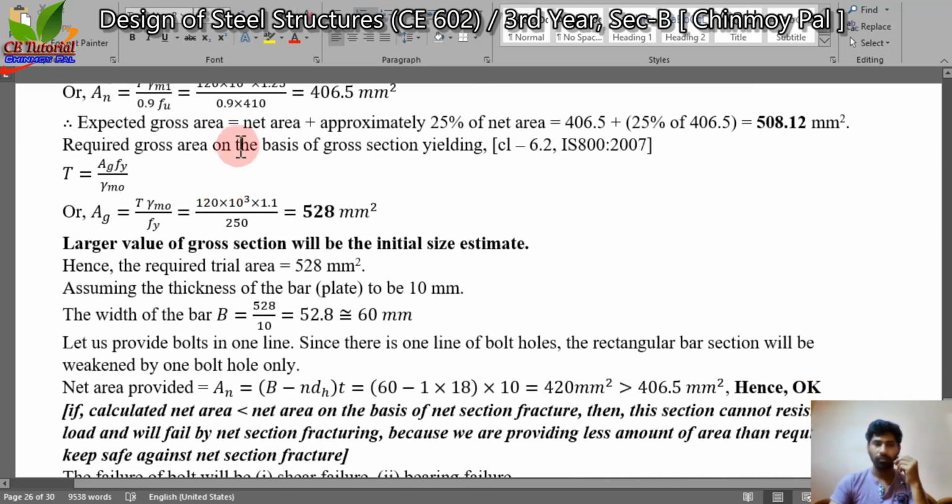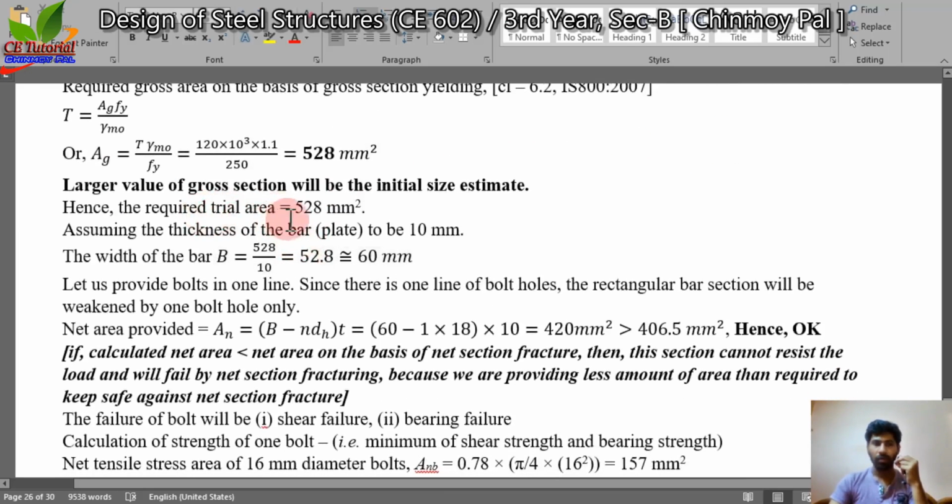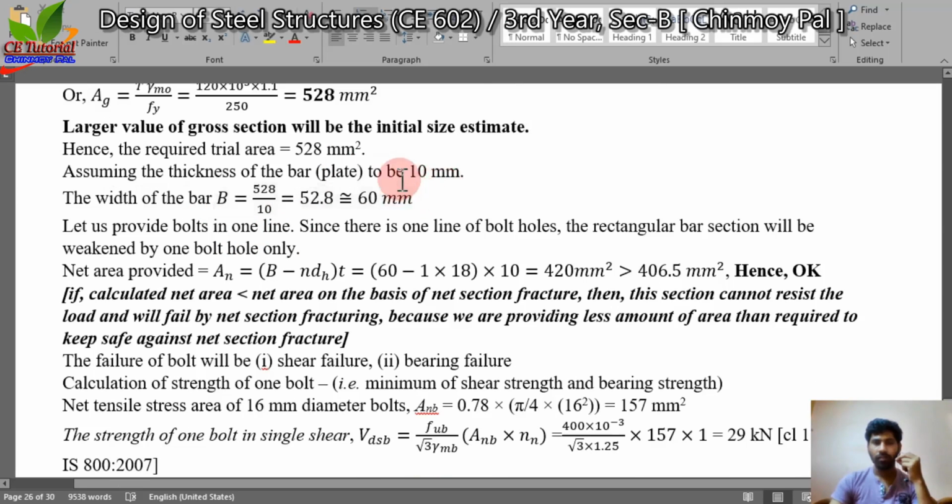And gross area we can calculate from gross section yielding also. From this equation, gross area is equal to 528 mm square. Now the greater value of these two values will be taken. So our first trial area is equal to 528 mm square. If the 10 mm thickness is provided, then width of the bar will be 52.8, approximately 60 mm.